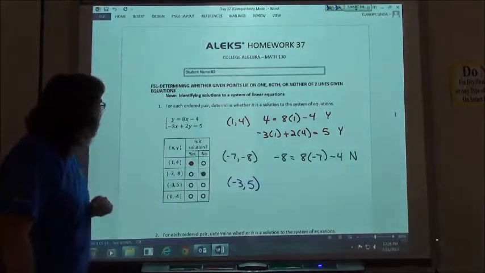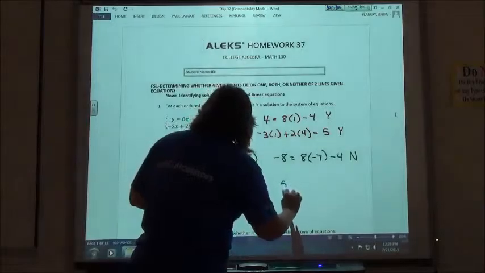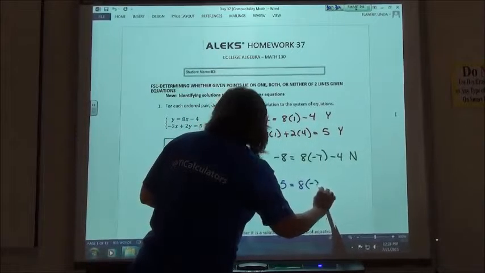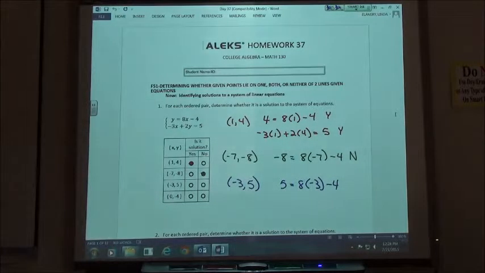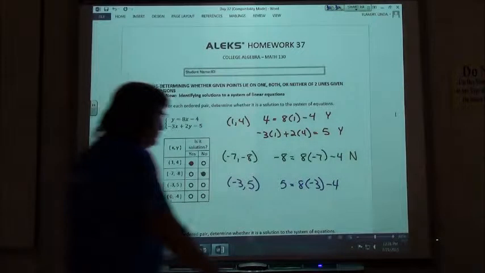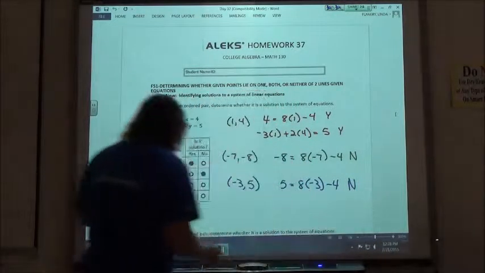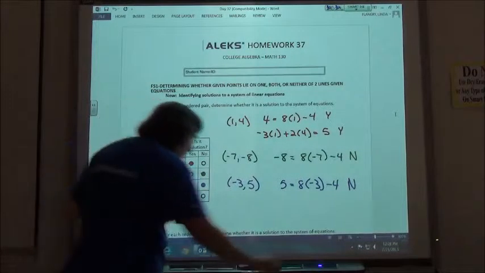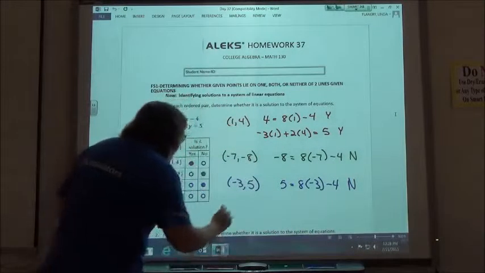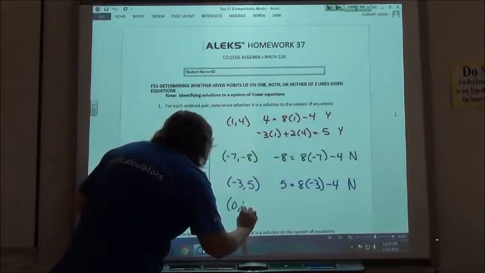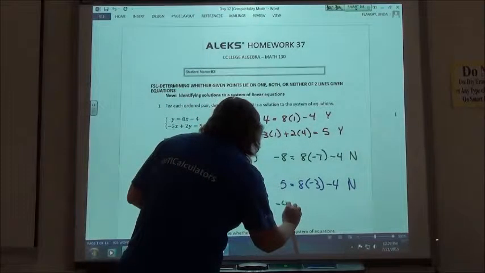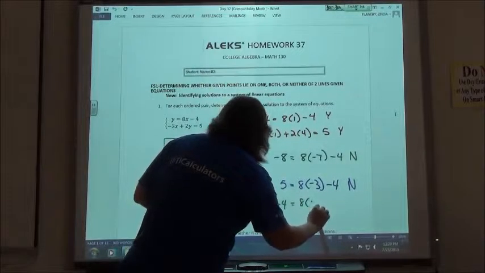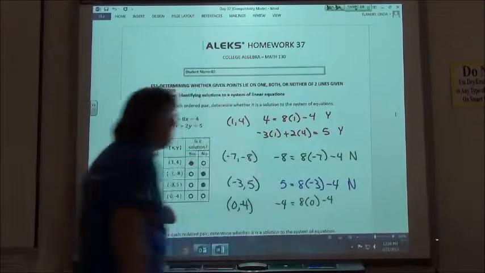The next one, negative 3, 5. Checking that in my first equation, 5 equals 8 times negative 3 minus 4. Does that one work? Nope. So again, we don't even have to bother with the second equation. And then the last one, negative 4. So negative 4, does that equal 8 times 0 minus 4?